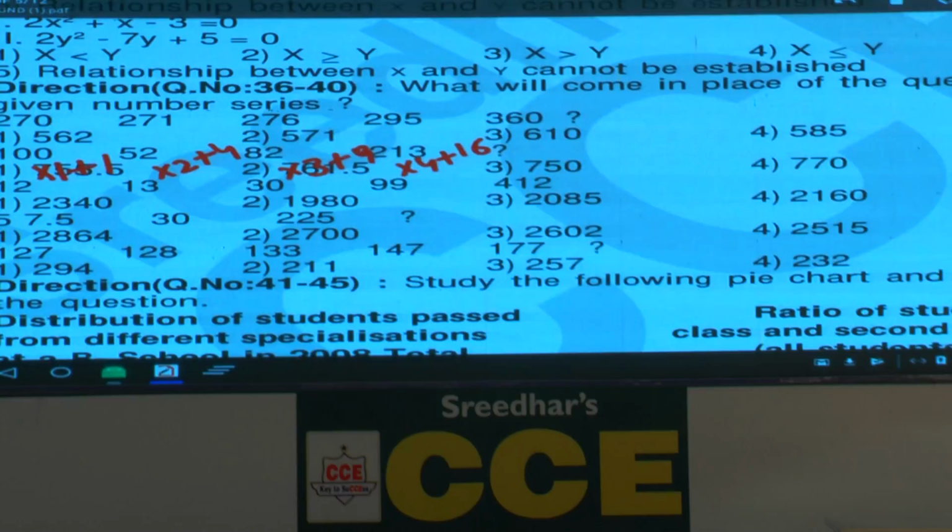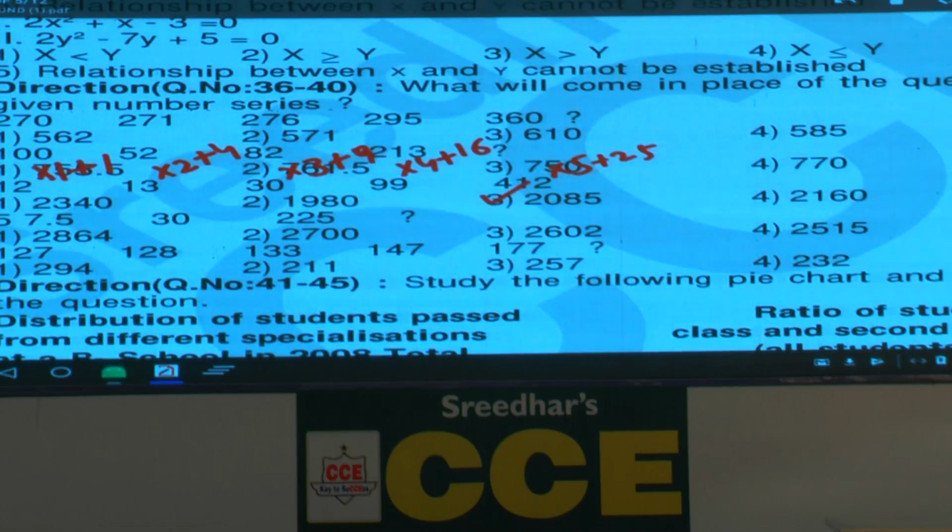Into 1, into 2, into 3, into 4. Next one is into 5. Now 412 into 5 is how much? Plus how much? Plus 25 should be added. Hence 2085. 2060 plus 25, this will be 2085. Choice 3 is the answer. Into 1 plus 1 square, into 2 plus 2 square, into 3 plus 3 square, into 4 plus 4 square, and into 5 plus 5 square. That is 2085, choice 3.